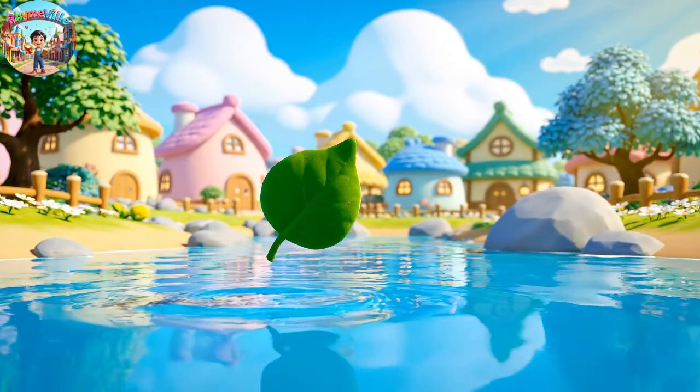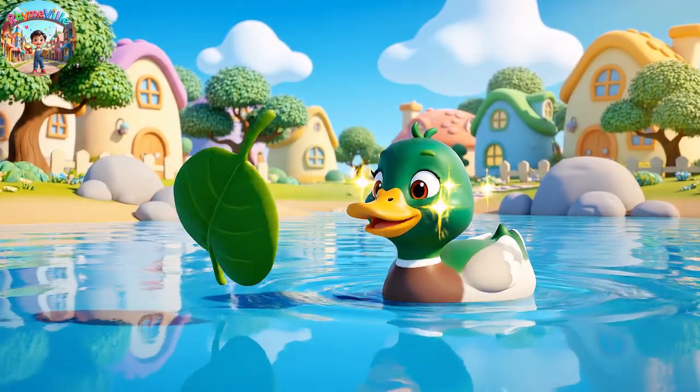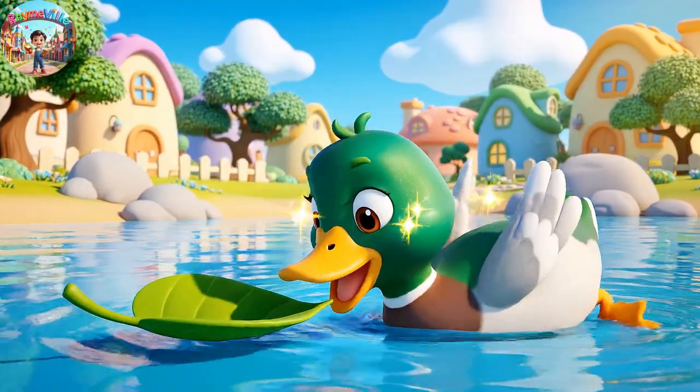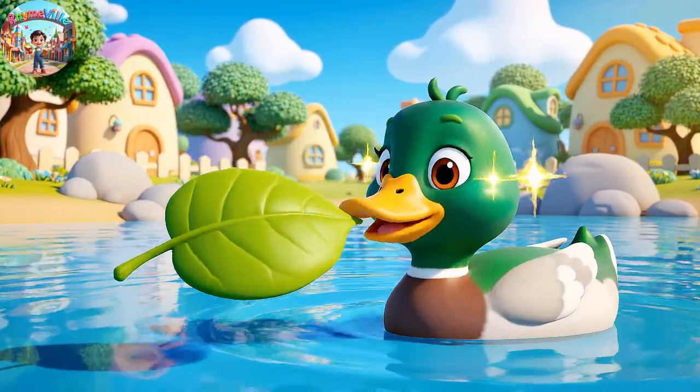Making tiny waves. The leaf goes drift, drift, drift, drift, drift. Drift, drift, drift. The leaf goes drift, drift, drift, drift, drift.